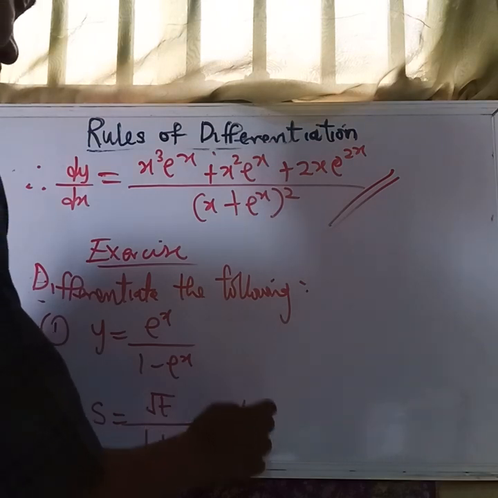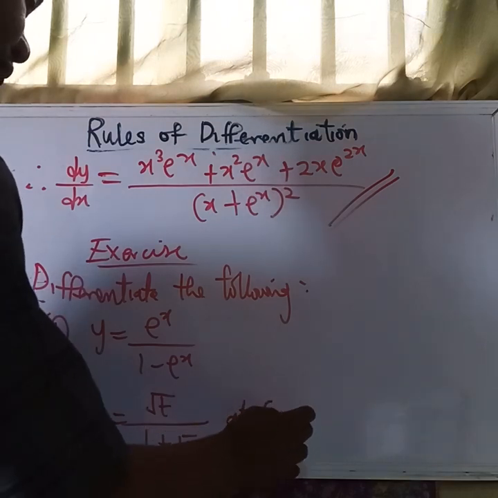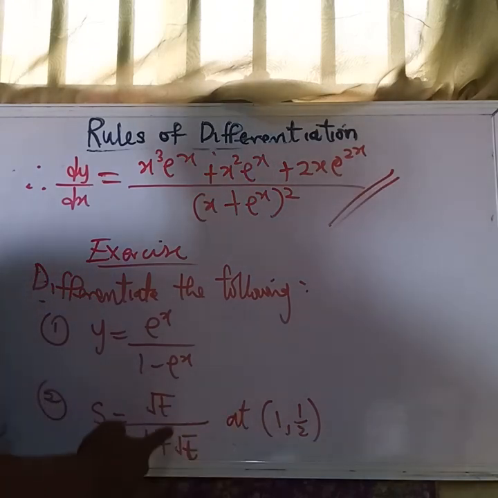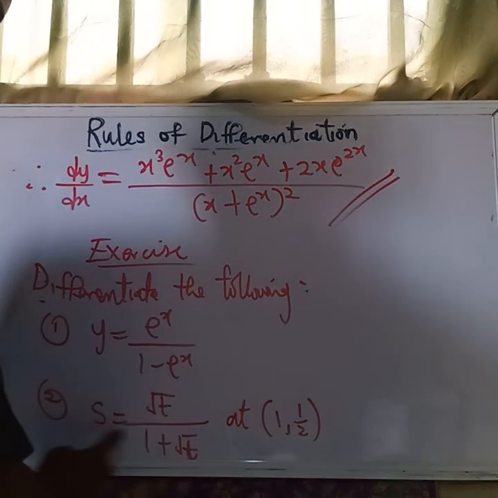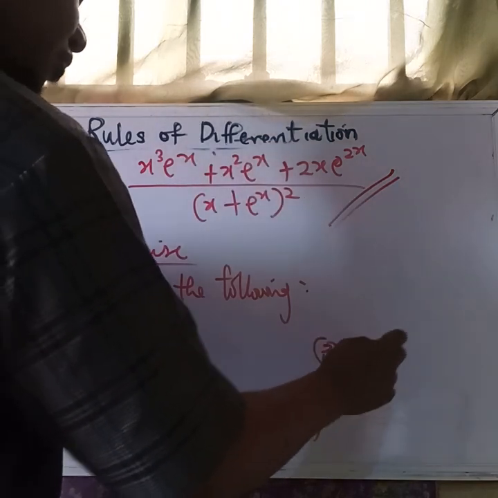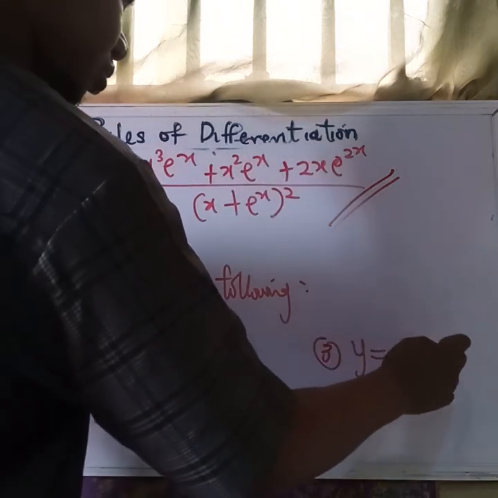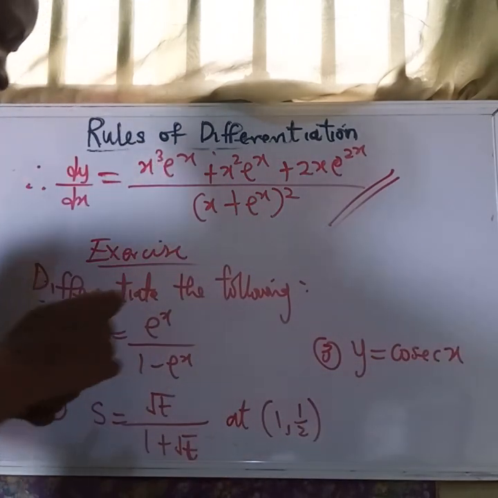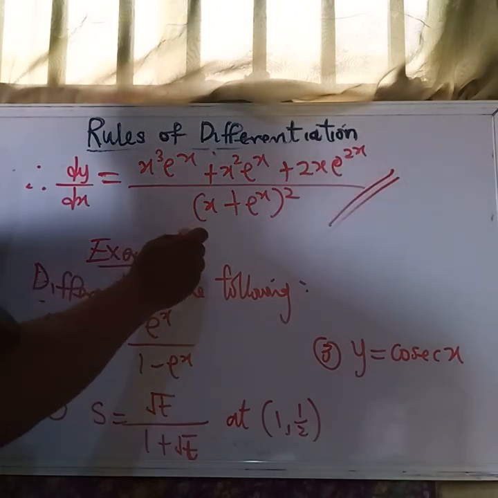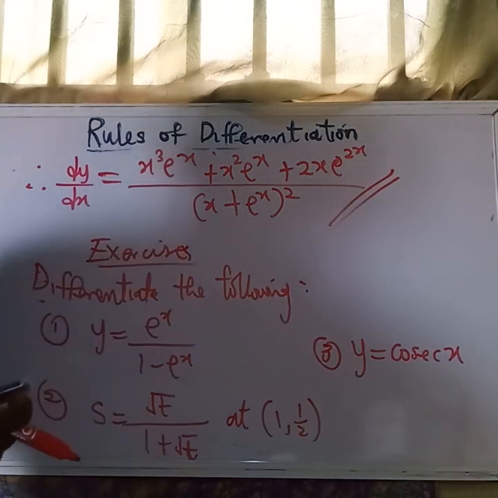Thirdly, let's evaluate the slope of this at the starting point, when t is 1 and s is a half. And lastly, let's find the slope of the function with s. These are the exercises I have for you. At your leisure time you can practice this.